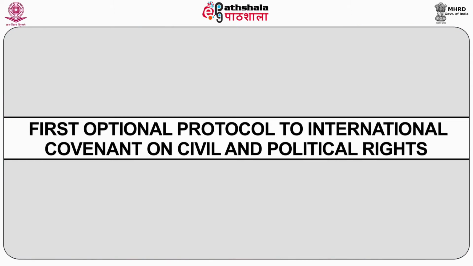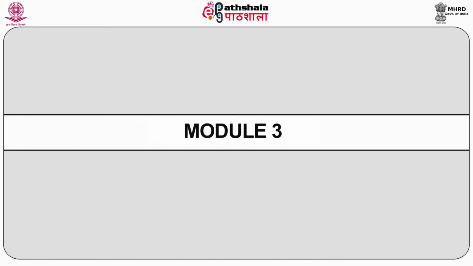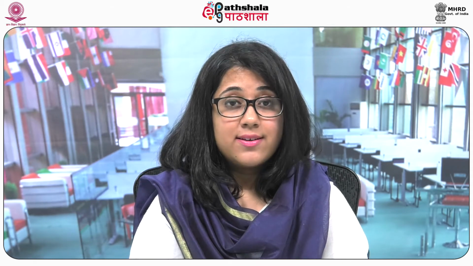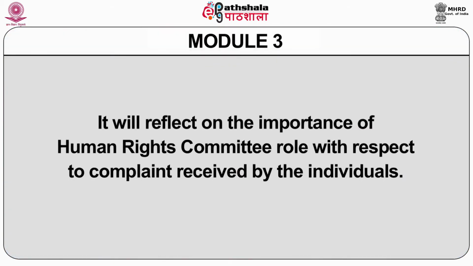I am here to discuss with you the first optional protocol to the International Covenant on Civil and Political Rights. This is Module 3. This module will give an understanding of the purpose of the optional protocol and its effect. It will reflect on the importance of the Human Rights Committee's role with respect to complaints received from individuals.